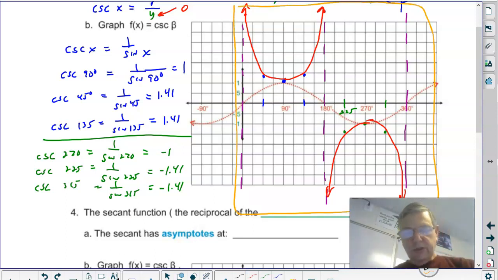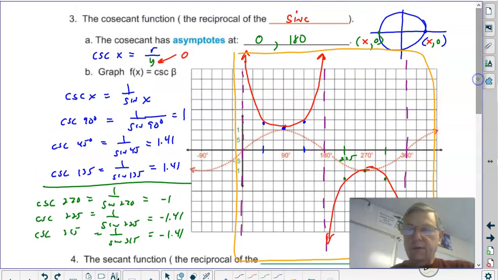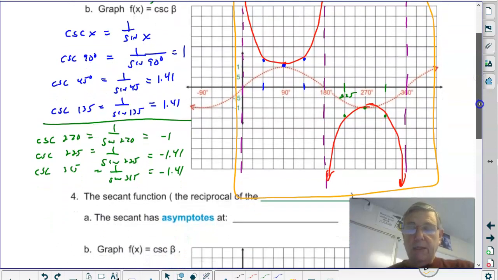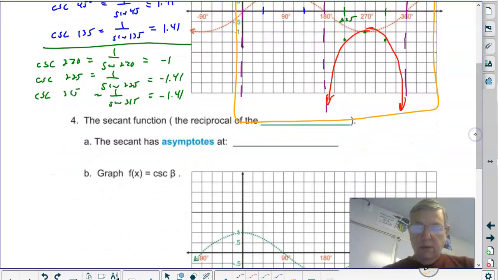Now, continuous or discontinuous? And I hope you think discontinuous. That is one wave from 0 to 360. All right, we're doing the cosecant, and so therefore our domain is 0 to 360. One full wave, 0 to 360. Okay, let's go ahead and finish off with the secant.